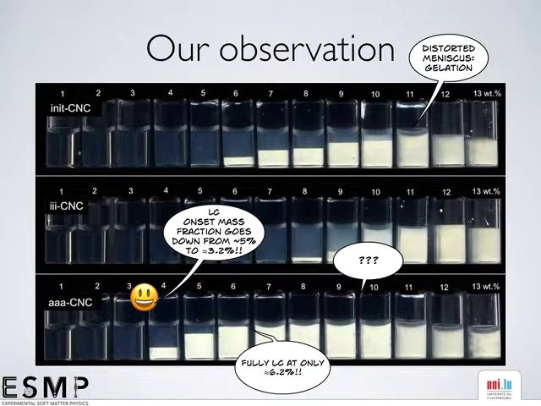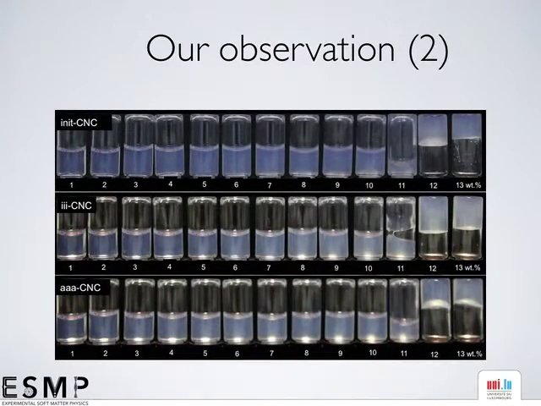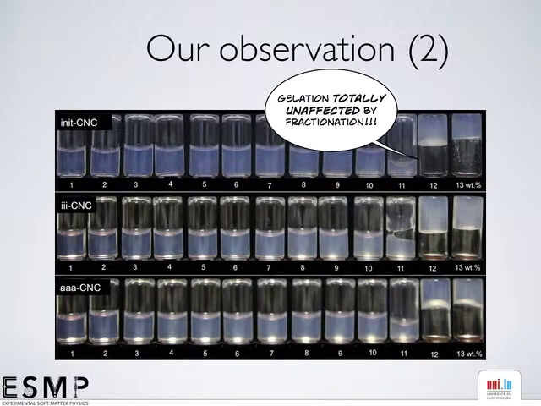So to better investigate the gelation, we flip the vials upside down and we look whether they flow, and we see that indeed it's only the high concentration samples at 12 and 13% that are gelled. All the others, they flow. And that really surprised us. It seems that gelation is totally unaffected by fractionating the sample.